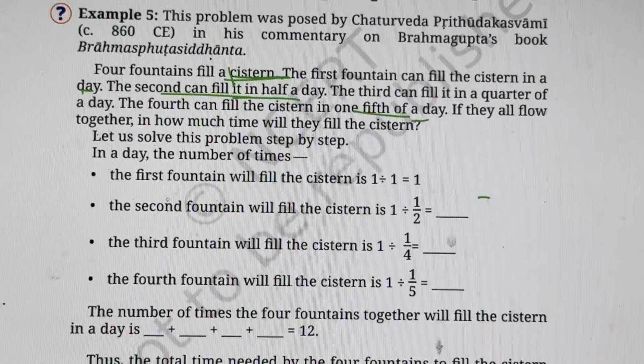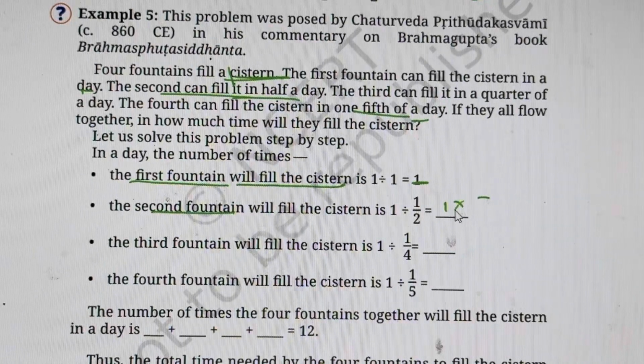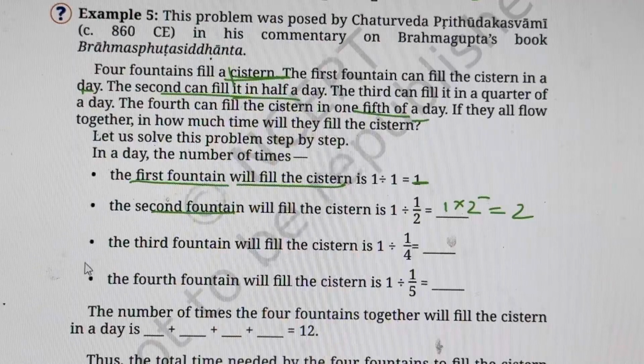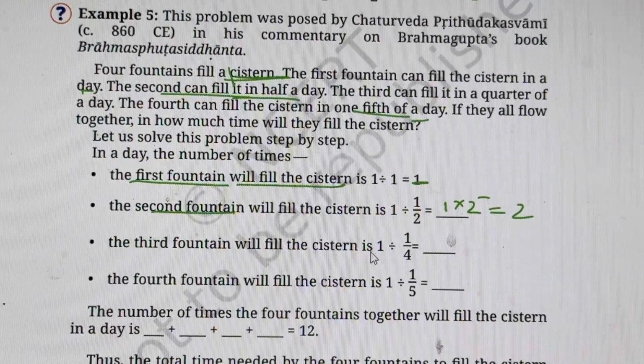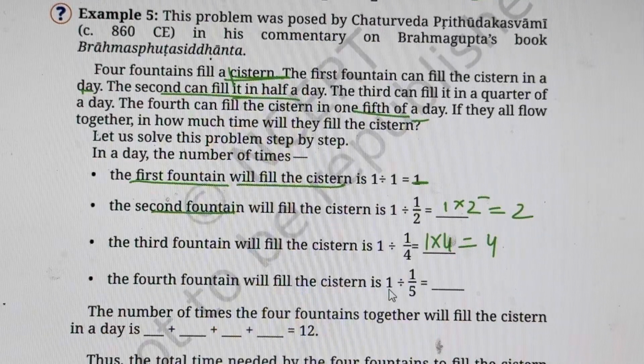So in a day, the number of times the first fountain will fill the cistern is 1 divided by 1, that is 1 time. Second fountain will fill the cistern 1 divided by half. So 1 into 2, that is 2 times. The third fountain will fill the cistern 1 divided by 1 upon 4. So 1 multiplied by 4, that is equal to 4 times. The fourth fountain will fill the cistern 1 divided by 1 upon 5. So we write the reciprocal of 1 upon 5, that is 5. So 1 into 5 is 5.